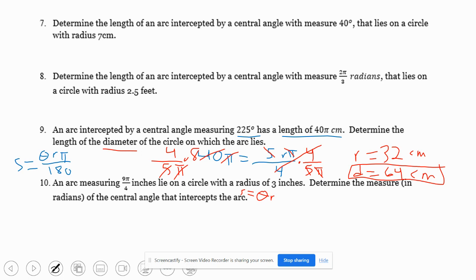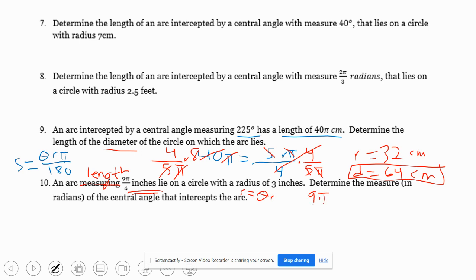I was given the arc length. You can tell because this was measured in inches. It says an arc measuring that many inches. Really, an arc with length of that many inches is probably how you would normally see this, right? But again, it is a length if it's given units such as inches or centimeters, right? The measure of the angle would be in degrees or radians. So the length is 9 pi over 4 inches.